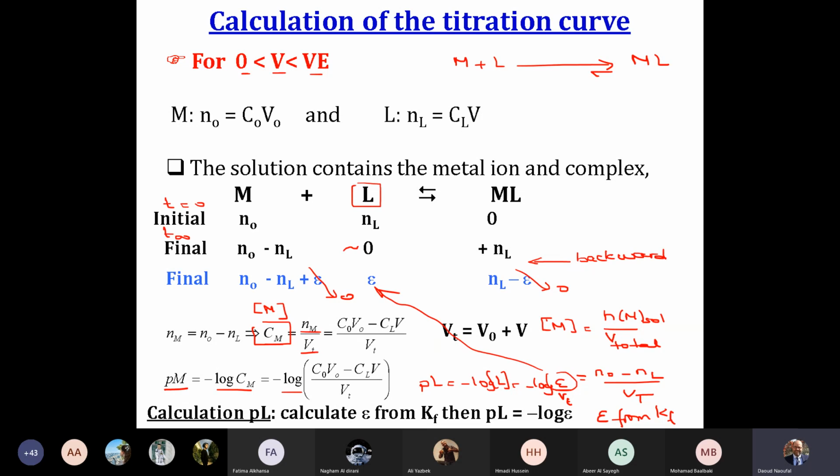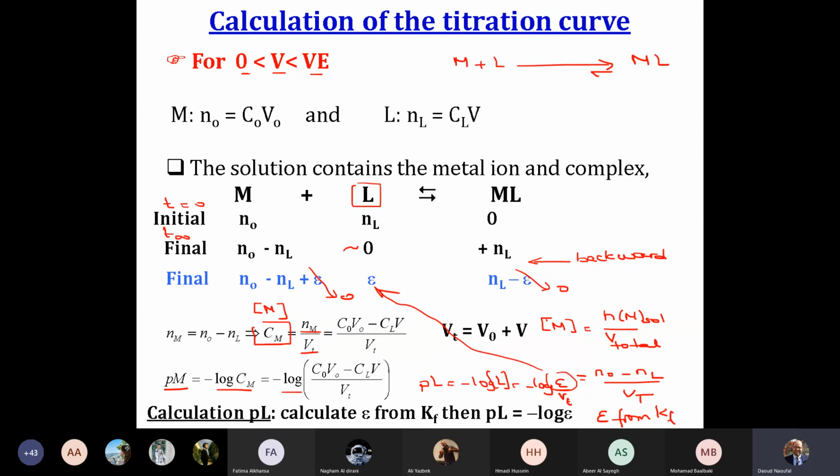This is the same. In this exercise, since the L added is limiting, that means L will disappear completely. So if they don't mention to work on pL or pM, in this type of exercise, before equivalence, it's preferred to work on the species present in the beaker. So in the beaker we have M, it's preferred to work on pM. That does not mean we could not work on pL. If we work on pL, we have to calculate epsilon.